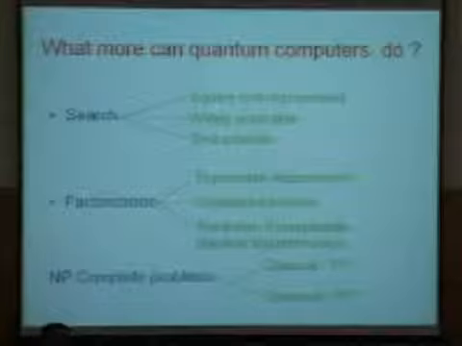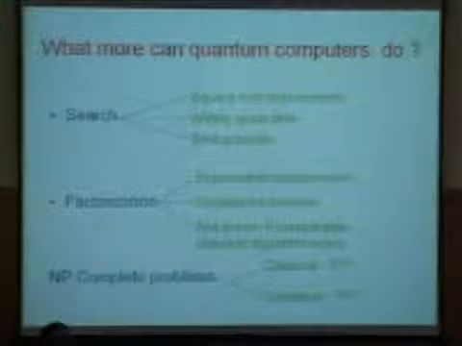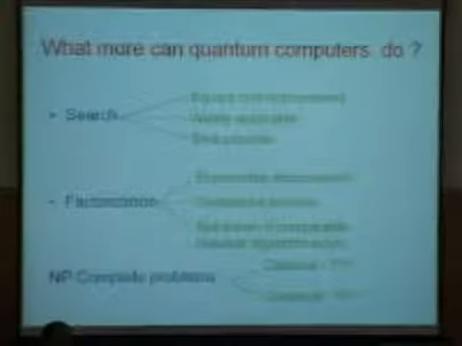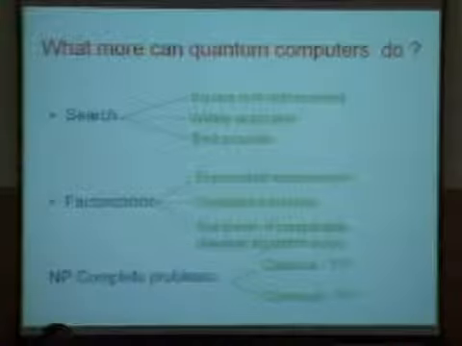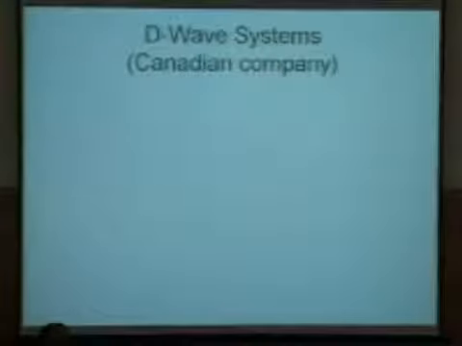Because quantum mechanically, the algorithms have not made as much progress as the implementation has made. A decade ago, there were 2 algorithms known, and still there are just 2 algorithms known. Let me mention something about this D-Wave system.